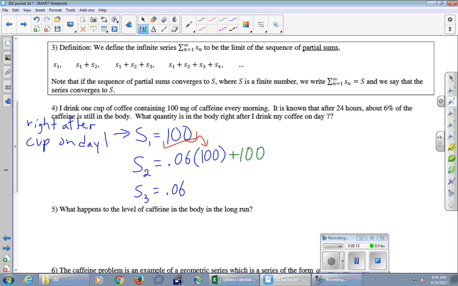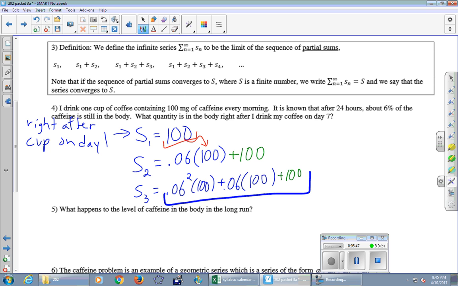That means that this first term, I'm going to imagine distributing 6% into both of these terms. So this first guy is a 0.06 squared times 100. That's 6% of the first thing, plus 6% of this green 100. Yes? And then plus one more cup of coffee that the body hasn't had any time to process. We see it? And that might be enough for you to start to recognize the pattern here. The next one would be 6% of all of this plus another 100.